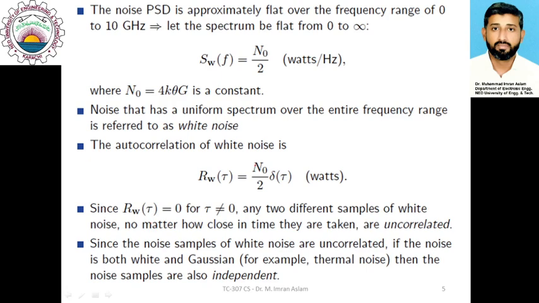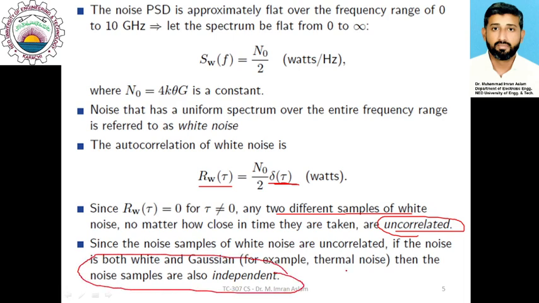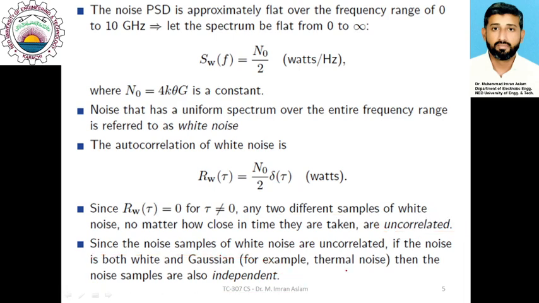Because this autocorrelation function is represented by an impulse function, we always say that two different samples of noise are uncorrelated with each other. So whenever we take measurements of noise, all the noise samples that we collect are independent of each other.